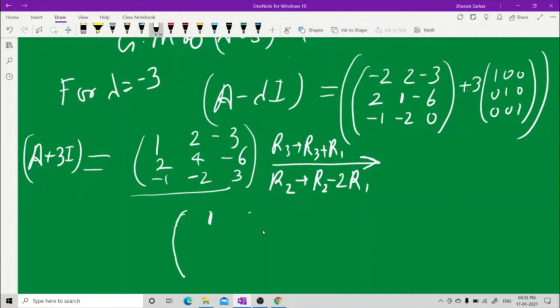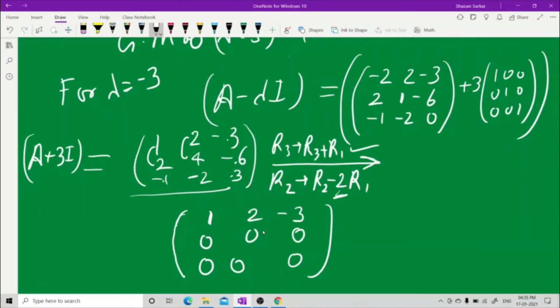The first row remains 1, 2, minus 3. Using this operation, minus 1 plus 1 is 0, minus 2 plus 2 is 0, 3 and minus 3 is 0. You got this? Now for the second row: 2 minus 2 is 0, 4 minus 4 is 0, because I'm doing minus 2 times the first row here. And minus 6 plus 6 is 0.